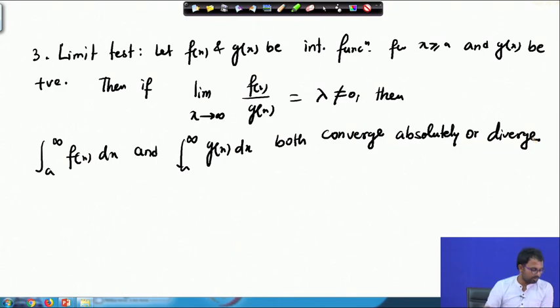So they are both either convergent or both divergent. This is the third type of comparison test, where you evaluate this limit, and if that limit is non-zero, then we can talk about the convergence or divergence of these two integrals. Either they will converge together or they will diverge together. All we have to do is find a function g(x) such that we get a non-zero limit, and then we can talk about the convergence.